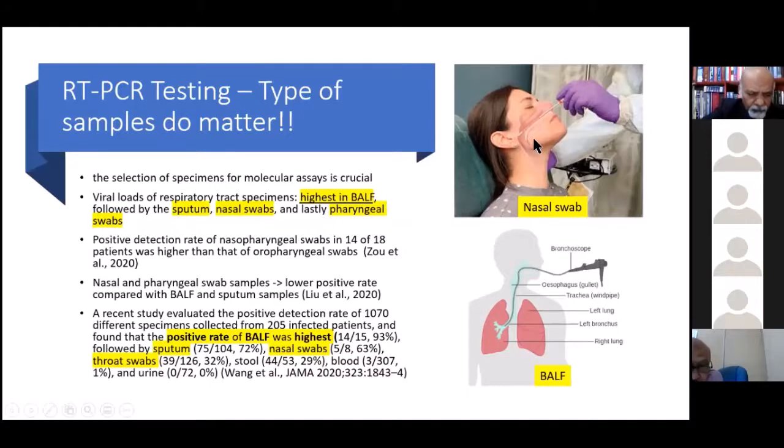Therefore, the nasopharyngeal swab and oropharyngeal swabs still serve as the main sample types for clinical testing. But we have to bear in mind that these samples may yield negative results on molecular assays due to the low viral loads, and it could lead to misdiagnosis.